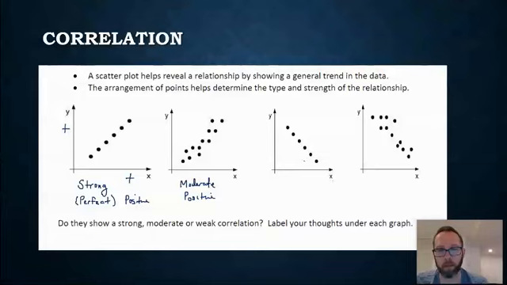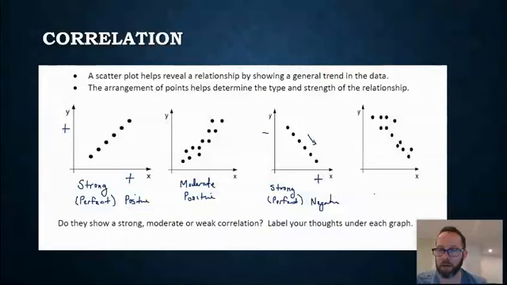In the third example, as X increases, you can see that the Y values are decreasing, right? So we would call this negative correlation. And this one's pretty strong. And it almost looks like they're in a perfect straight line. If it's a perfect straight line, you would say it's perfect correlation. In this case, it's negative.